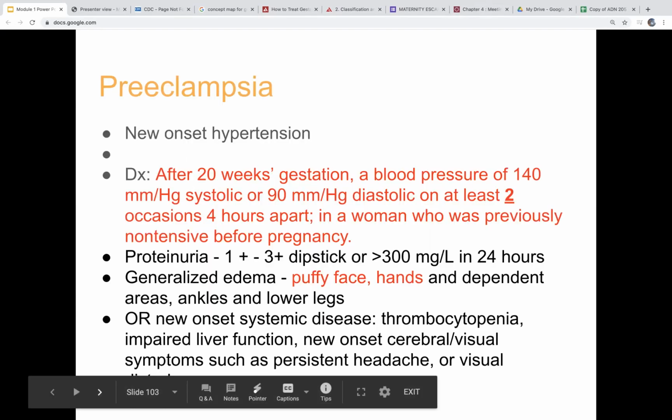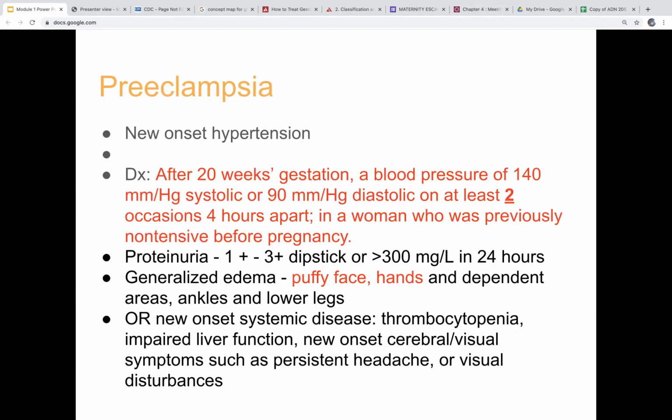All right, so preeclampsia, really important. The diagnosis is made after 20 weeks gestation. You're looking at blood pressure on 2 separate occasions. So a blood pressure of 140 systolic or 90 diastolic, 2 separate occasions, 4 hours apart, on a woman who previously had no blood pressure problems.